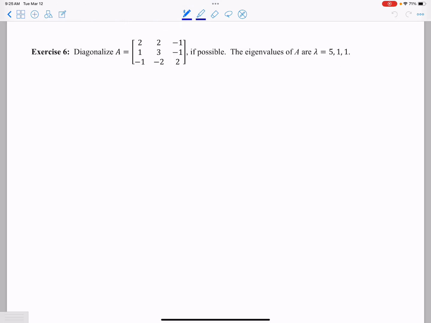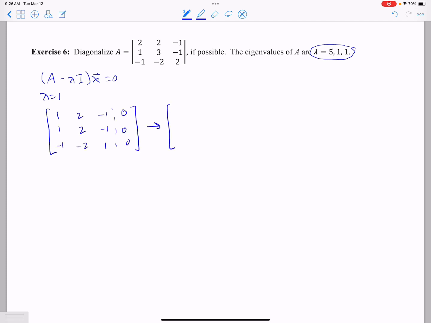So in exercise 6, we are given A, and we're asked to diagonalize it if possible. So because I have a repeated root of 1, I want to look at the eigenspace corresponding to lambda equals 1. So again, A minus lambda I, x equals 0. So here my lambda is 1. I'm going to subtract 1 off the diagonal and row reduce.